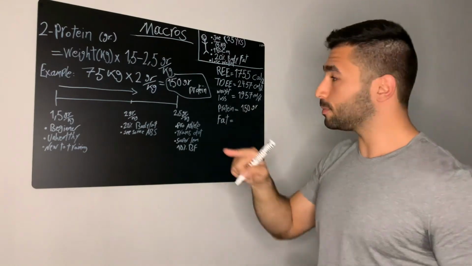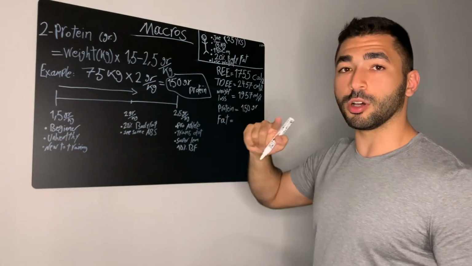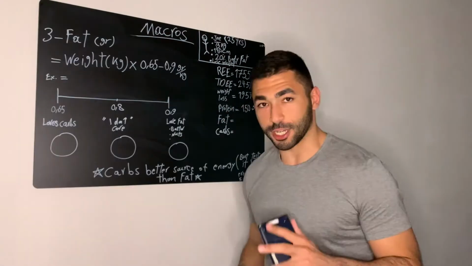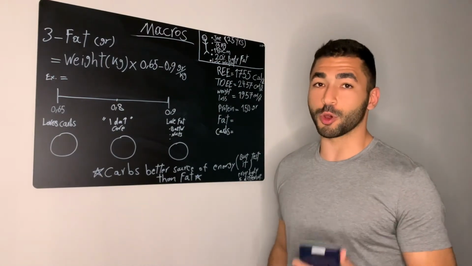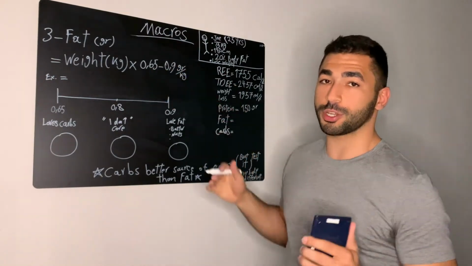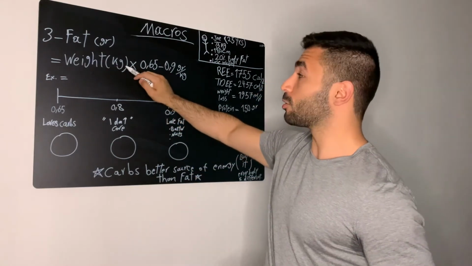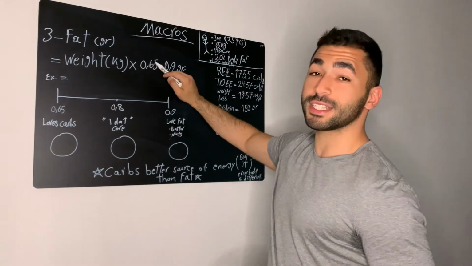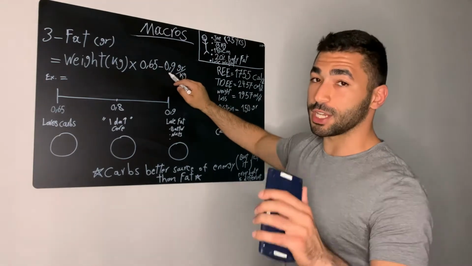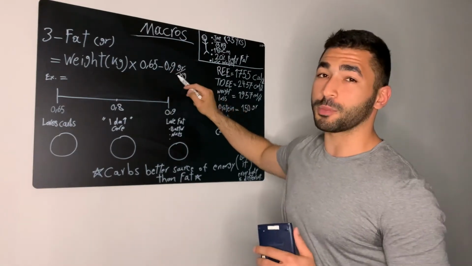Do the same, calculate this one, and follow up the next step, which is going to be fat. Okay, next step. We already covered protein right now. Let's get into fat. How are you going to calculate your fat? All right, it's basically, again, your weight in kilograms times 0.65 to 0.9 grams per kilogram. It's a range again.